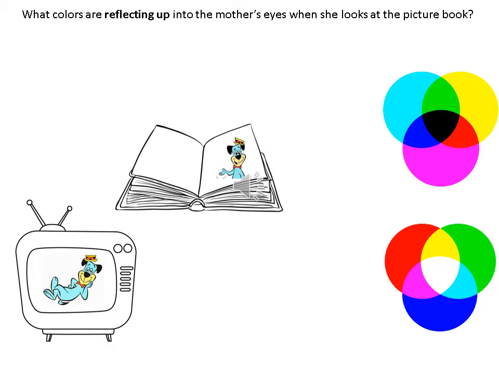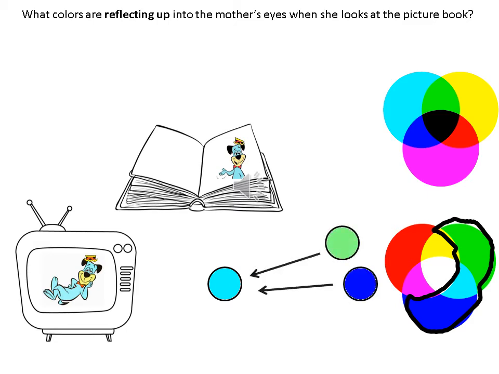What colors are reflecting into the mother's eyes when she looks at the picture book? So even though the pigments that were made to produce the picture book used the subtractive color mixing chart, anytime we talk about light reflecting up into somebody's eyes, we need to use the additive color chart in order to answer that question. So we're going to look at that. And we notice that cyan is made by mixing green and blue light. So those are the colors that are reflecting up into the mother's eyes, green and blue.